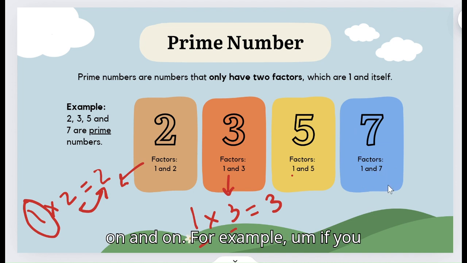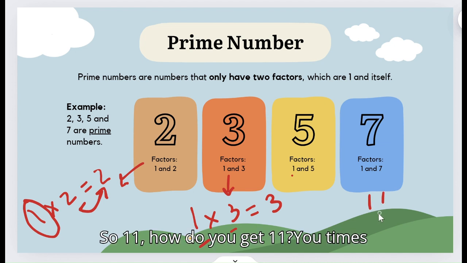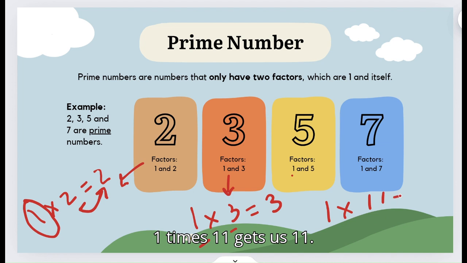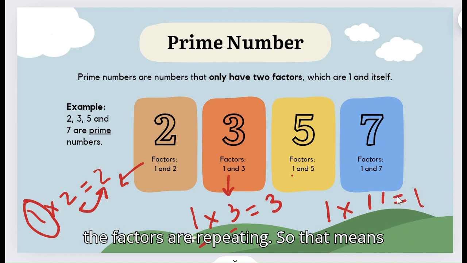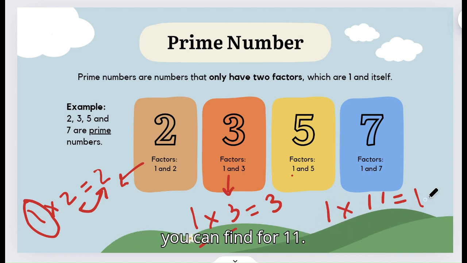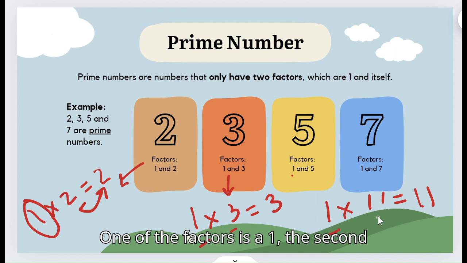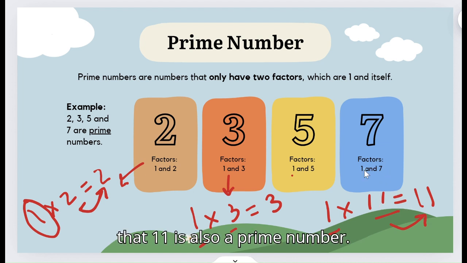For example, if you take the number 11, how do you get 11? 1 times 11 gets us 11, and then 11 times 1 gets us 11, but then the factors are repeating. So these are the only 2 factors that you can find for 11. One of the factors is 1, the second factor is the number itself. That means that 11 is also a prime number.